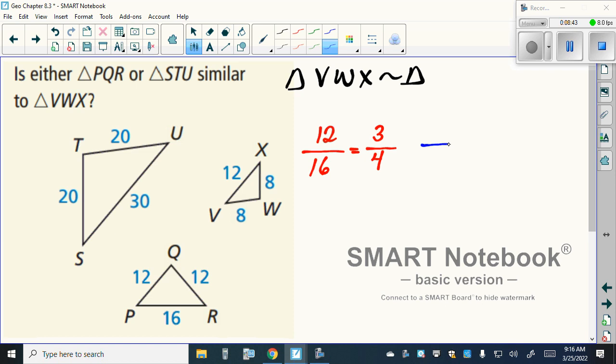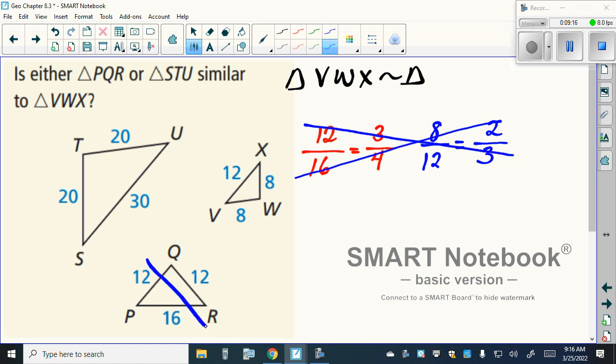What's another side from VWX? What side would that connect to with PQR? 8 and 12 do have a common factor of 4, yes? If I take a 4 out of 8, I'm left with? No, because we have 3/4 and 2/3. Those are not the same. So those don't work. This one doesn't work.